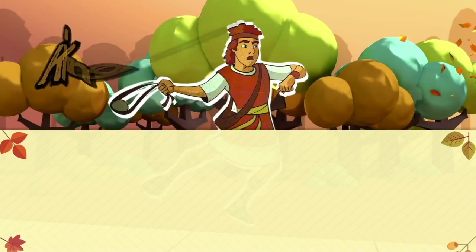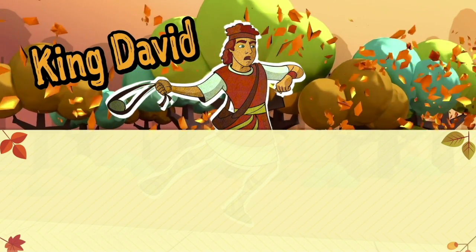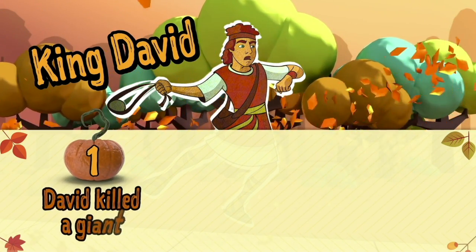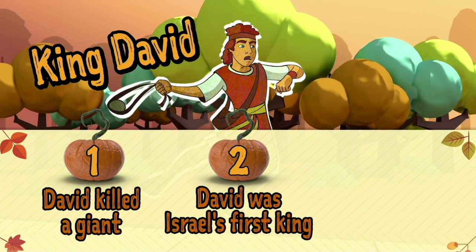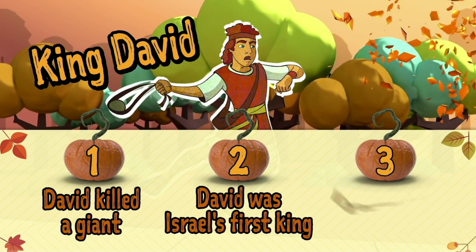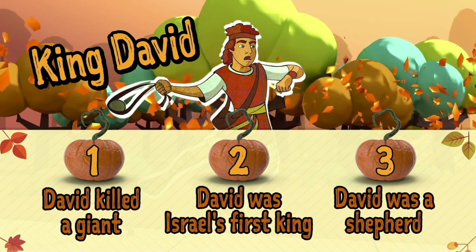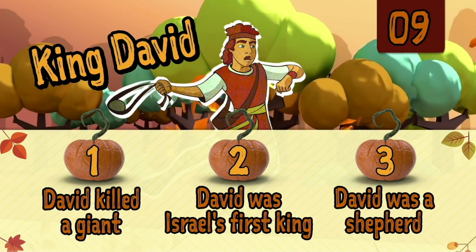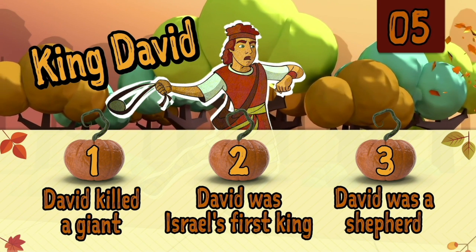Our first Bible character is King David. Now, which of these is not true about King David? 1, David killed a giant. 2, David was Israel's first king. 3, David was a shepherd. Remember, hold up 1, 2, or 3 fingers based on which pumpkin you think is not telling the truth.